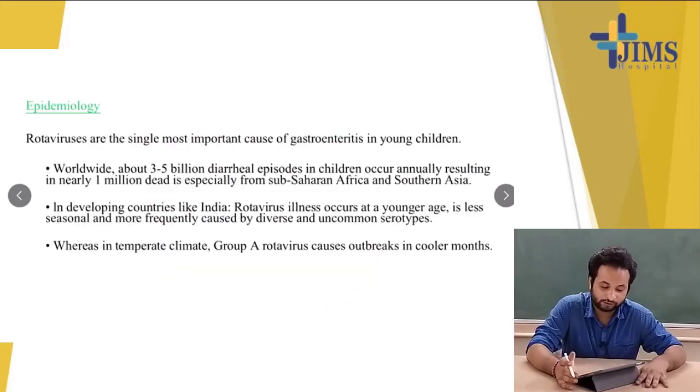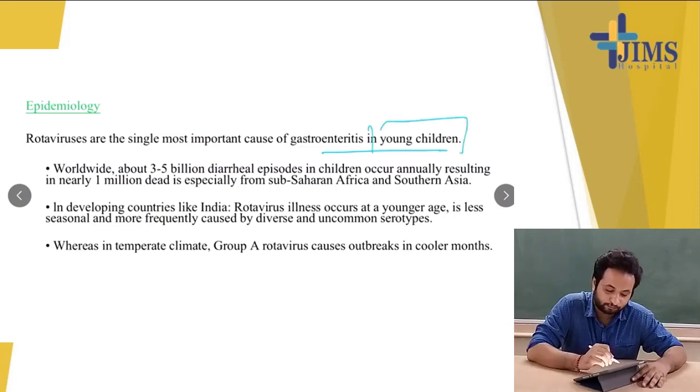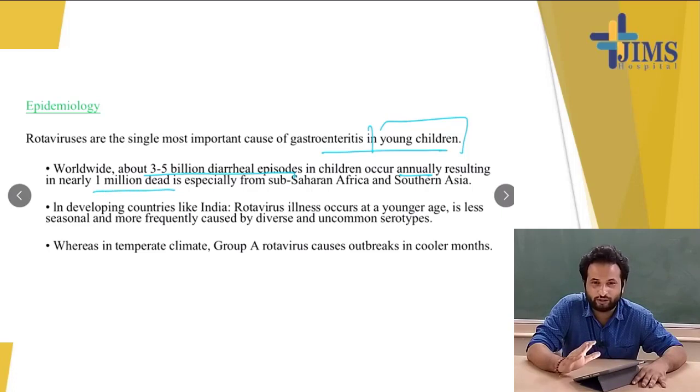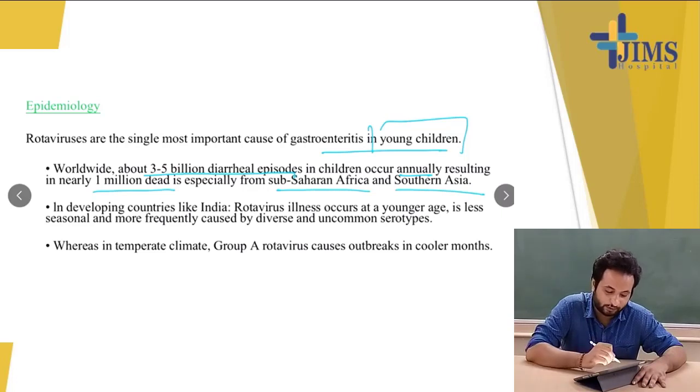Now we come to epidemiology. Rotavirus is the single most important cause of gastroenteritis in young children. Okay, young children. Worldwide, 3 to 5 billion diarrheal episodes occur in children annually, out of which 1 million die, especially in Sub-Saharan Africa, Southeast Asia and Southern Asia. In developing countries like India, rotavirus illness occurs at a younger age, is less seasonal and is more frequently caused by diverse and uncommon serotypes.